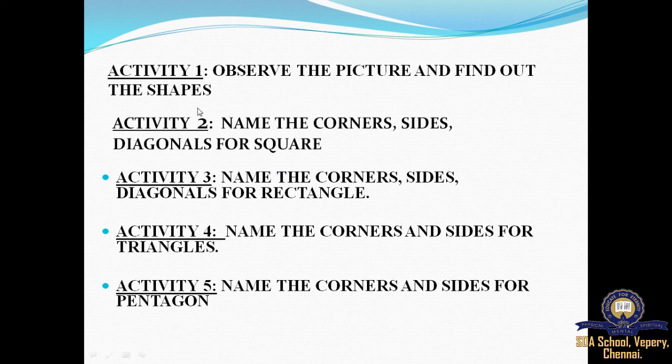We have 5 activities. Activity 1 is observe the picture and find out the shapes. Activity 2, name the corners, sides and diagonals for the square. Activity 3, name the corners, sides, diagonals for rectangle. Activity 4, name the corners and sides for the triangle. Activity 5, name the corners and sides for pentagon. If you have any doubt, watch the video again and again.